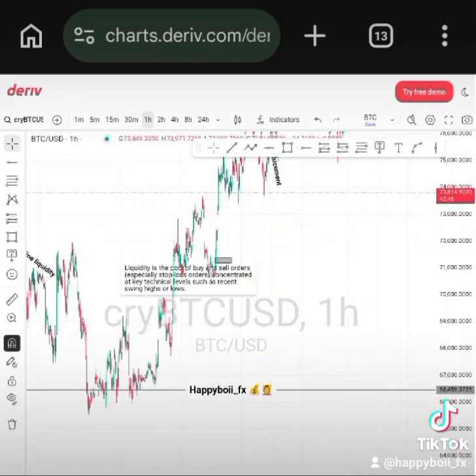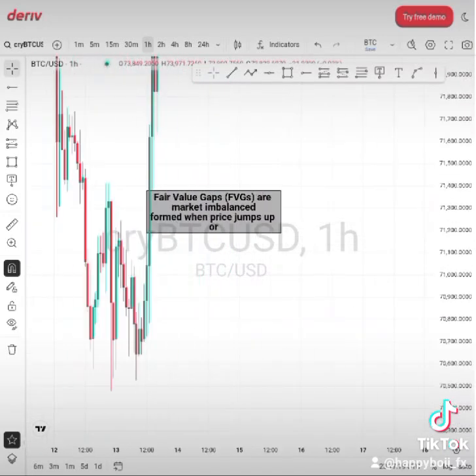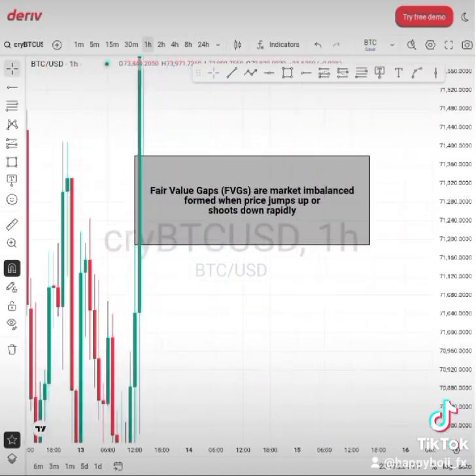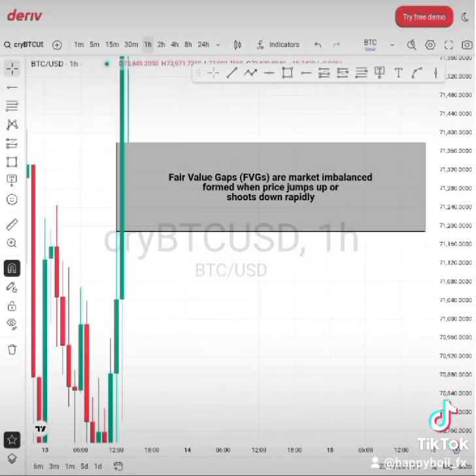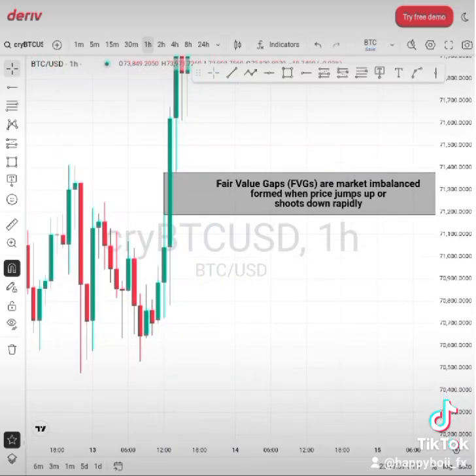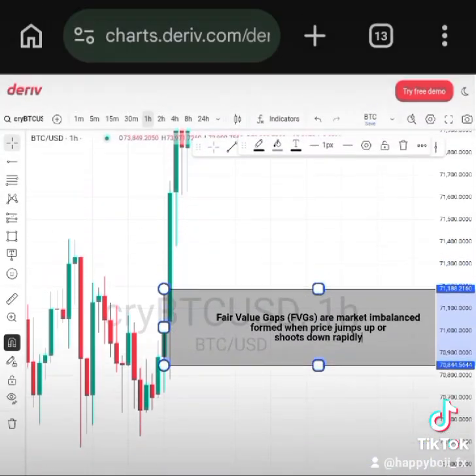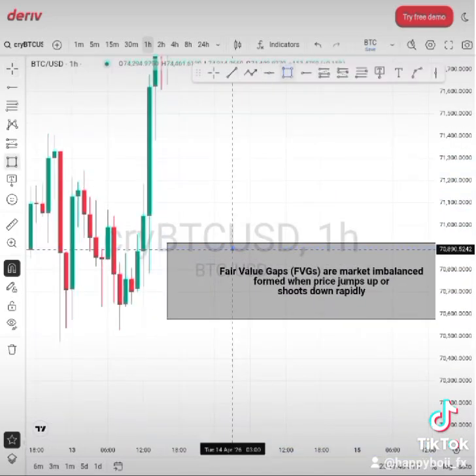I think I'll talk about fair value gaps as well on this video. This is a fair value gap as well. Fair value gaps are market imbalances formed when price jumps up or shoots down rapidly. It's an imbalance in the market. It's a gap created. I can just shift this. I can shift this if possible. Yeah. Then I can do that again for you guys to see.